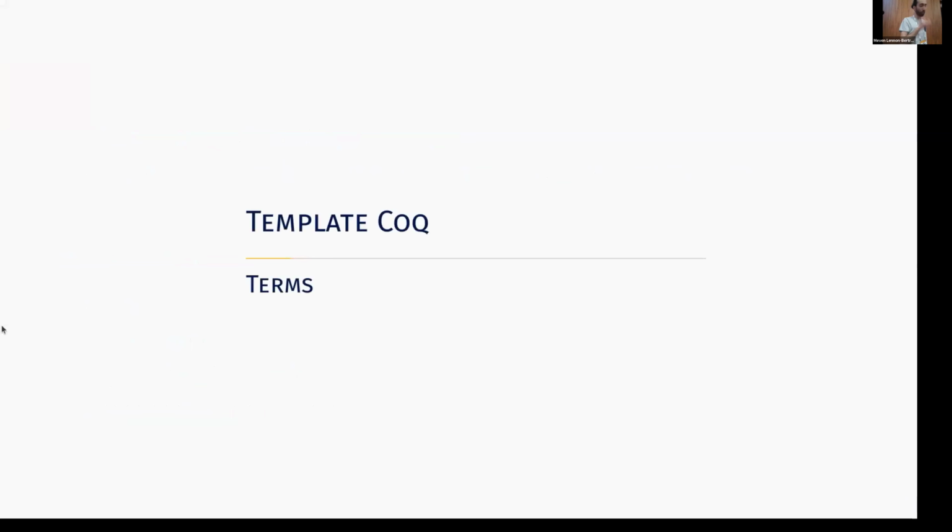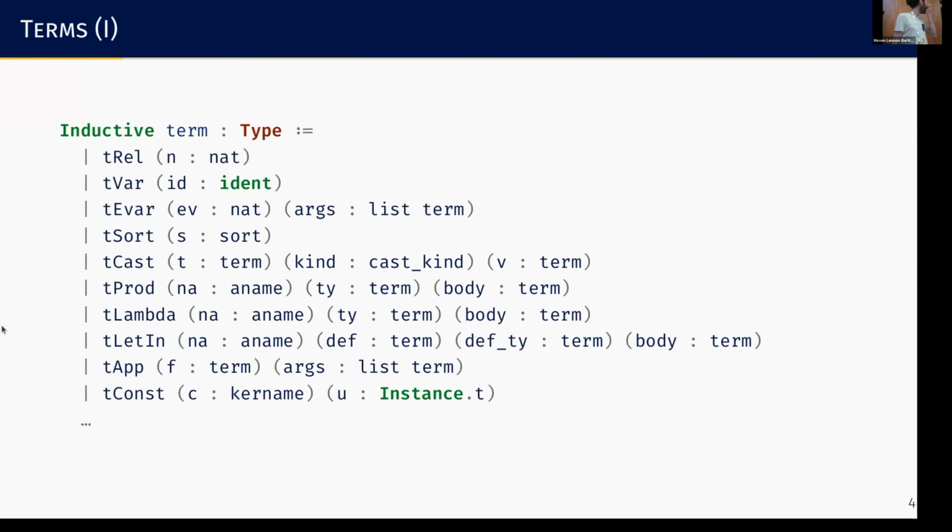Okay, and so the first thing, probably the most interesting here, is terms. As Theo said, we have this big inductive type that represents what's happening in the kernel of Coq, with a lot of cases for each of the things that we have around.